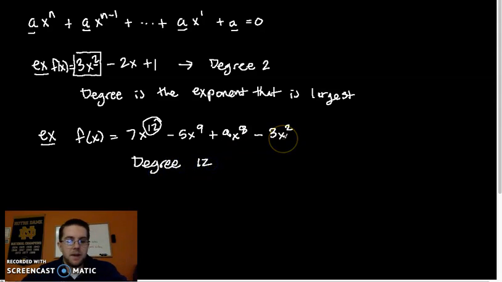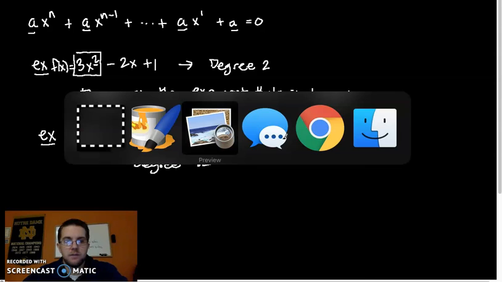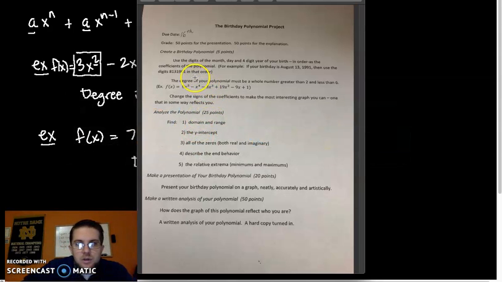Okay, so if we go back to the set of instructions here, it asks you to use the digits of the month, day, and 4-digit of your birth year in order as the coefficients of the polynomial. For example, if your birthday is August 13, 1991, then use 8131991 in that order. So now here's the interesting thing.